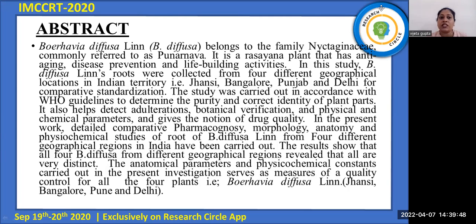In the present work, detailed comparative pharmacognosy, morphology, anatomy, and physicochemical study of root of Boerhavia diffusa Linn from 4 different geographical regions in India have been carried out. The results show that all 4 Boerhavia diffusa from different geographical regions are distinct. The anatomical parameters and physicochemical constants carried out in the present investigation served as measures of quality control for all 4 plants of Boerhavia diffusa Linn collected from 4 different regions.